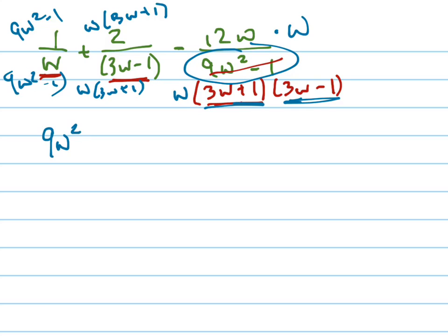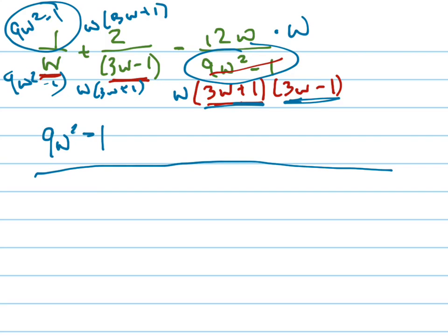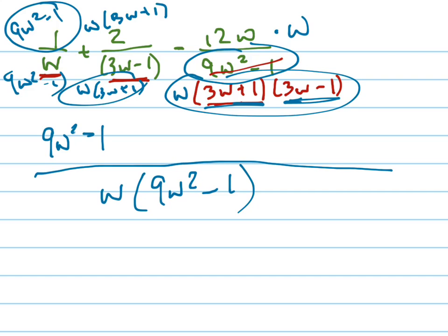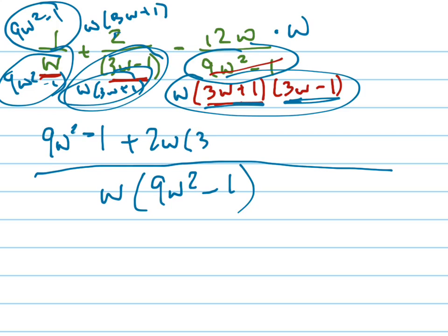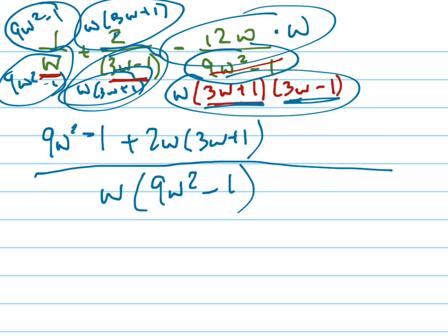I'll have 9w squared minus 1 on the top here when I multiply those together. And by the way, on the bottom I'll just have w times 9w squared minus 1, because that's my least common denominator. Notice how all of these things have the same denominator now. For the second term, I'll have 2w times 3w plus 1 when I multiply those out. And right here, be careful with the negative, I've got negative 12w squared.